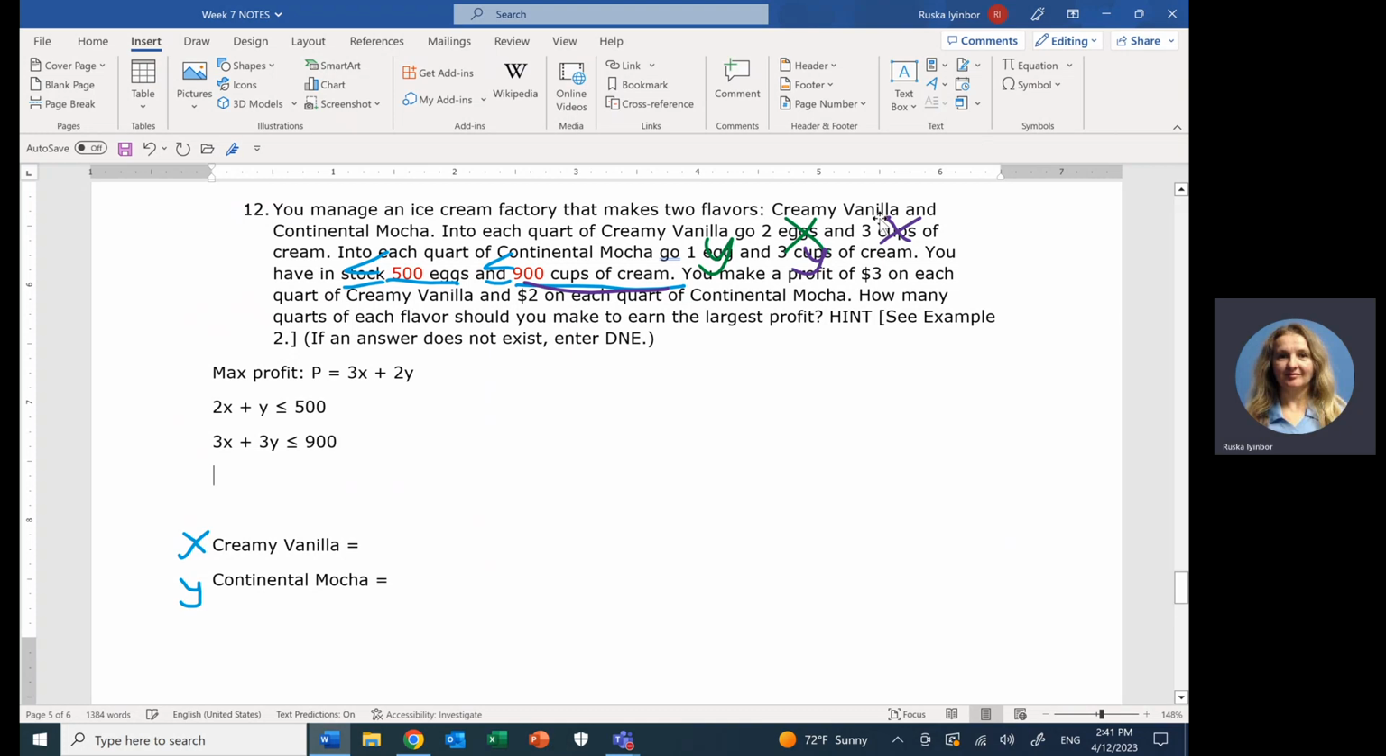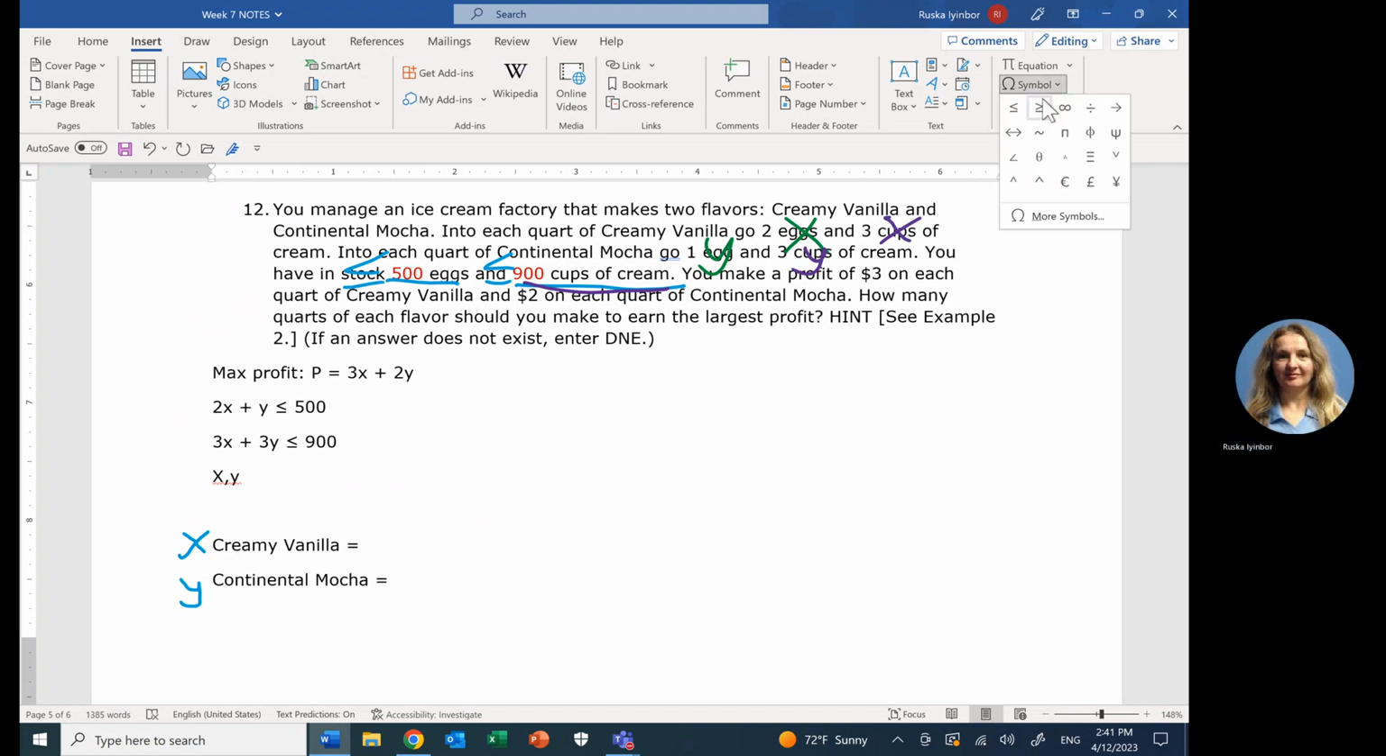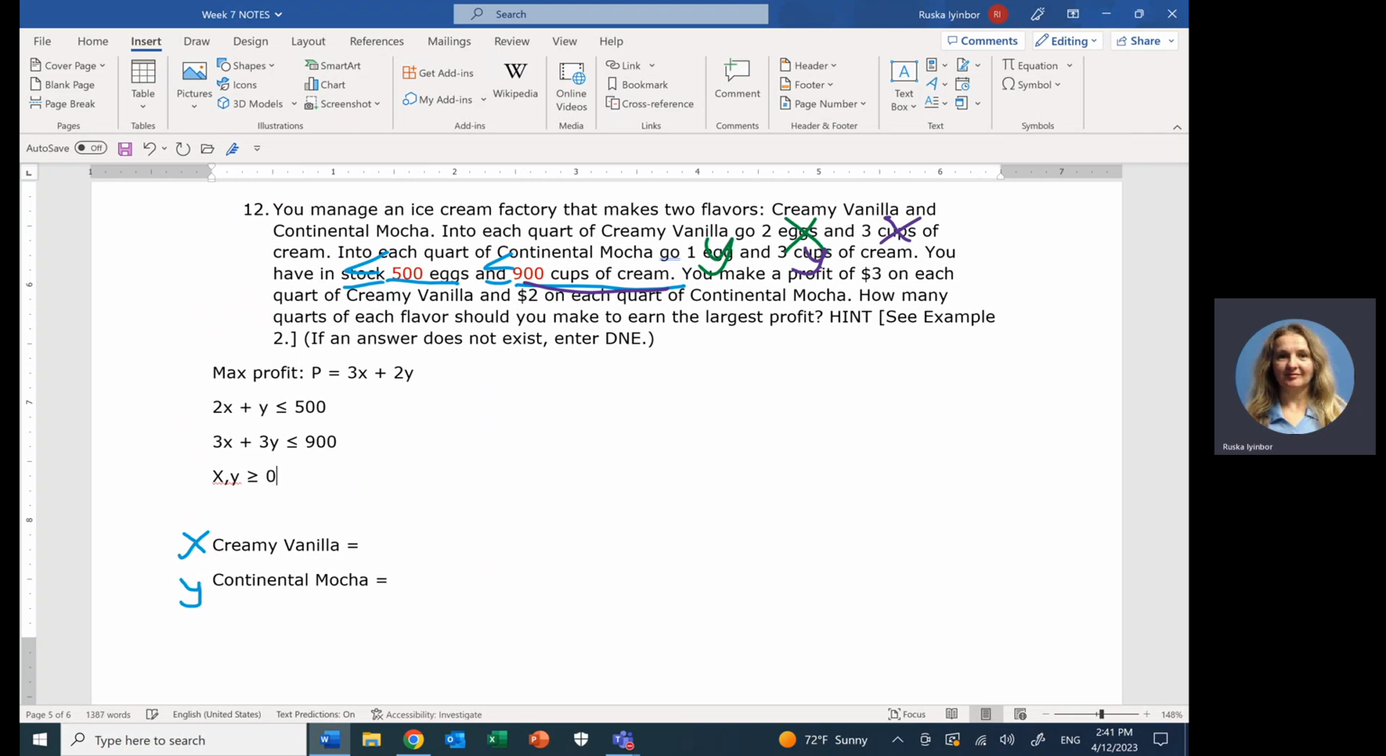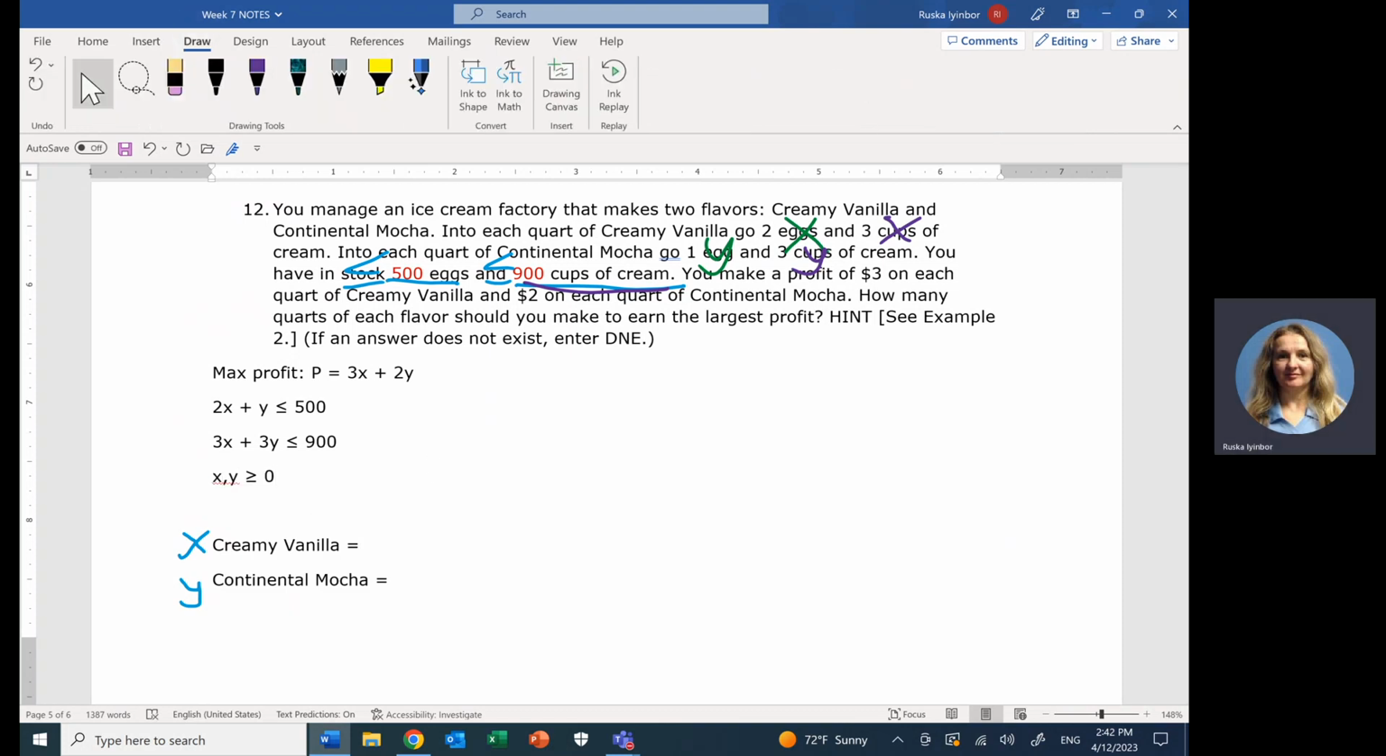And also because it's a word problem, of course you have to have X and Y greater or equal 0. They have to be positive numbers. That's why you need to do that always if you have a word problem. So these are the restrictions. This is the system of inequalities you have to graph, and then you have to find the corner points. Then using the corner points, we're going to calculate the maximum profit for this one.